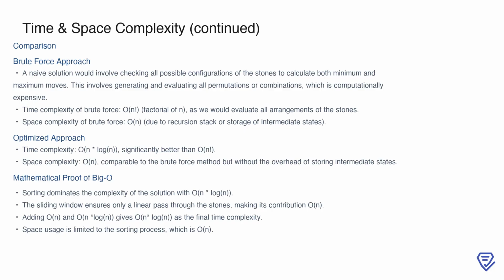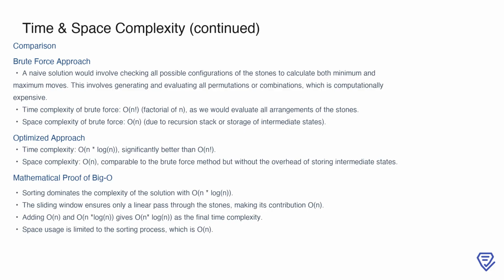Finally, we can mathematically prove the big O notation of the optimized approach. Sorting the array is the most expensive operation, with a complexity of O(n log n). The sliding window adds O(n), but does not change the overall complexity. When combining the two, O(n log n) remains the dominant term.